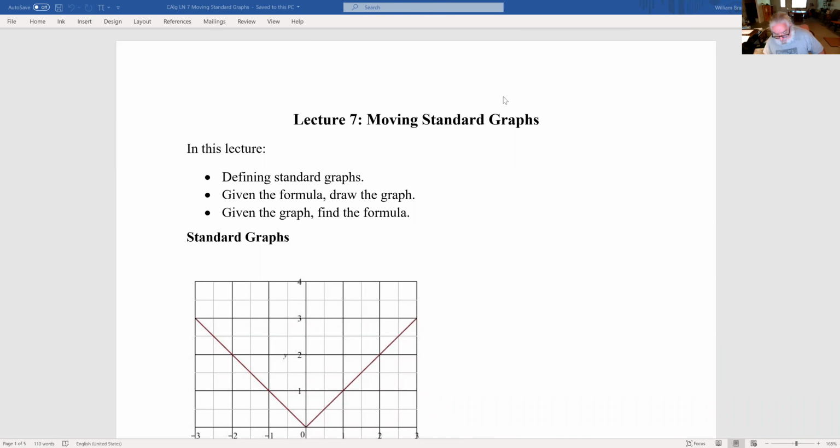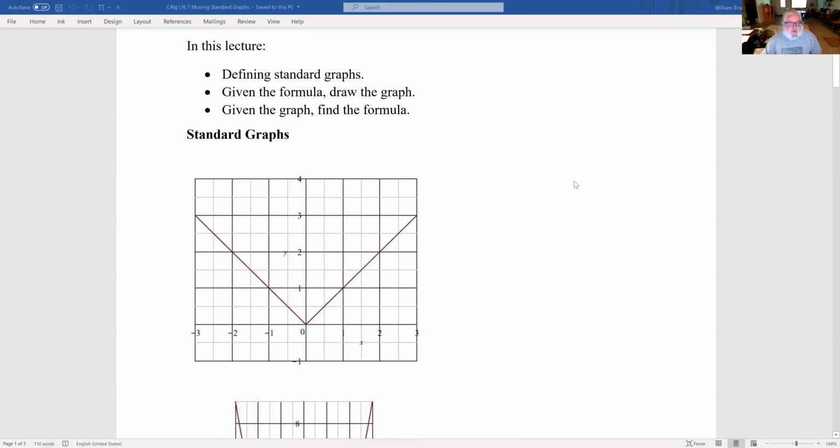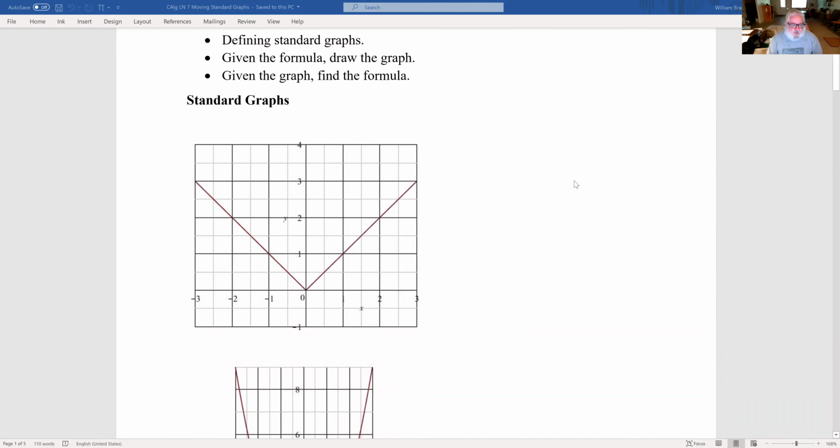Okay, so lecture 7, moving standard graphs around. What we want to do here is define what our standard graphs are, and then we want to be able to do two problems. If you're given a formula, can you draw the graph? And if you're given the graph, can you figure out the formula? So what are our three basic graphs that we're going to introduce here?